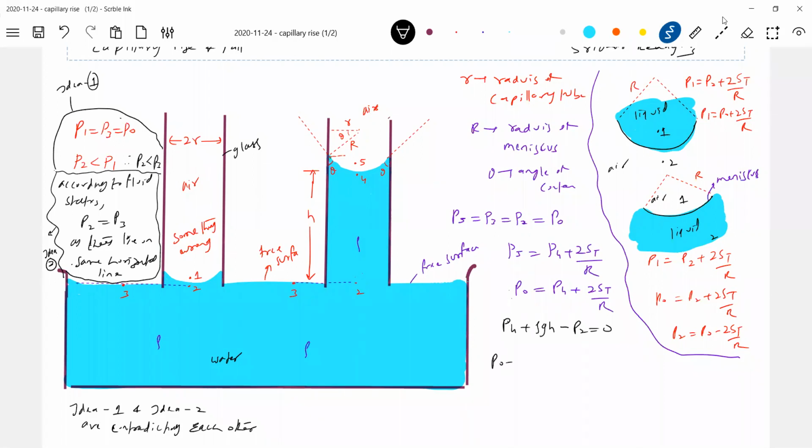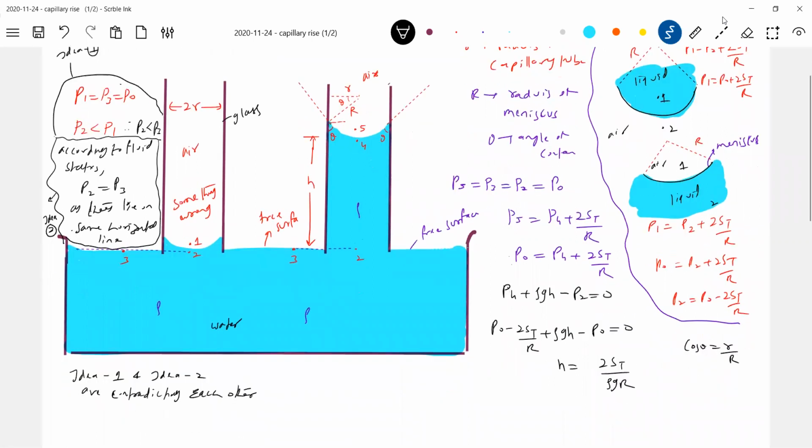P4 plus rho g h minus P2 equals 0. So what is P4? P naught minus 2 S T by R. P2 is P naught. So therefore, h is equal to 2 S T by rho g r. Let's look at that triangle. Cos theta, what you can write, small r by capital R. So further, this h we can write as 2 S T by capital R, which is 2 S T by rho g, times small r by cos theta.